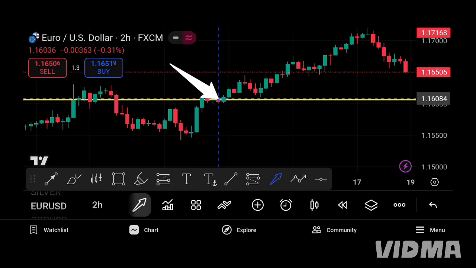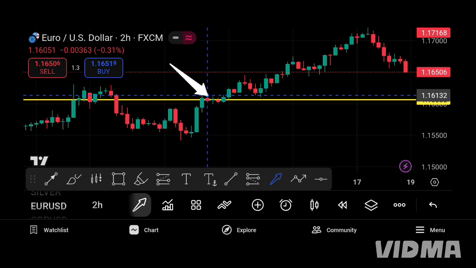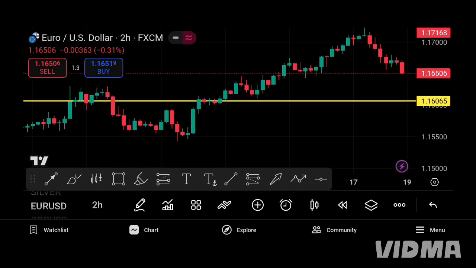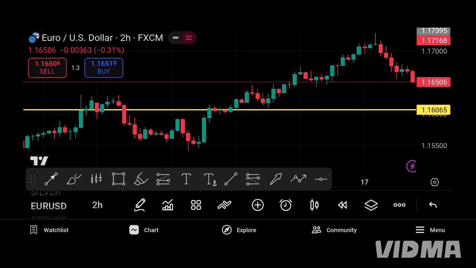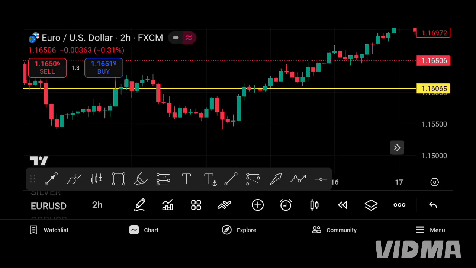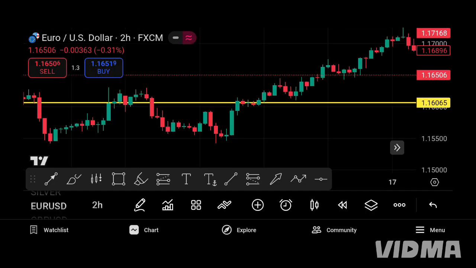So the market opened here. This is the 2H time frame. So after the market opening, now we are going to see that the market has been making higher highs. It started making higher highs here.